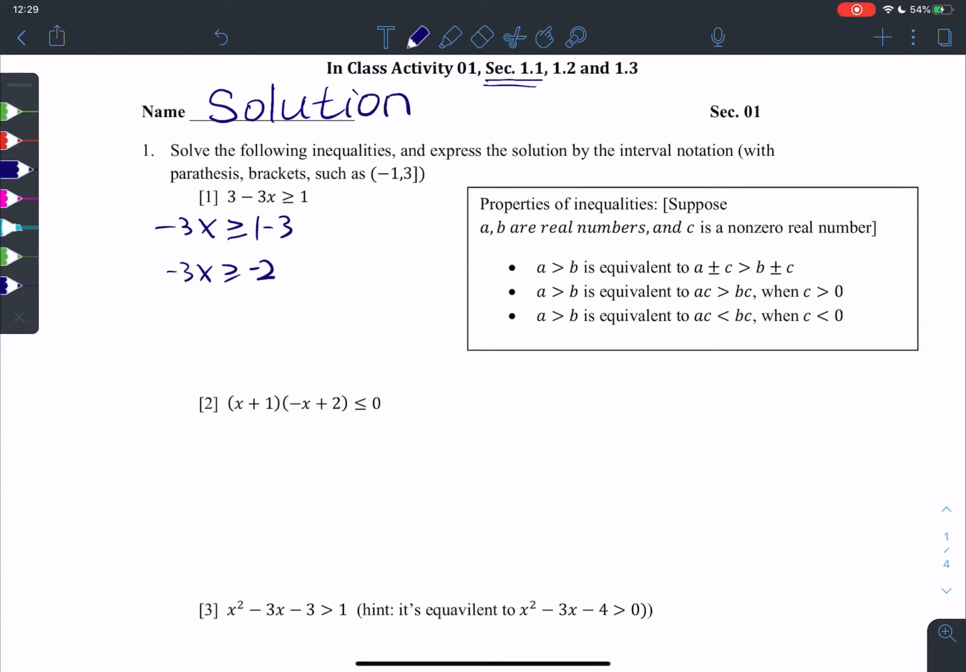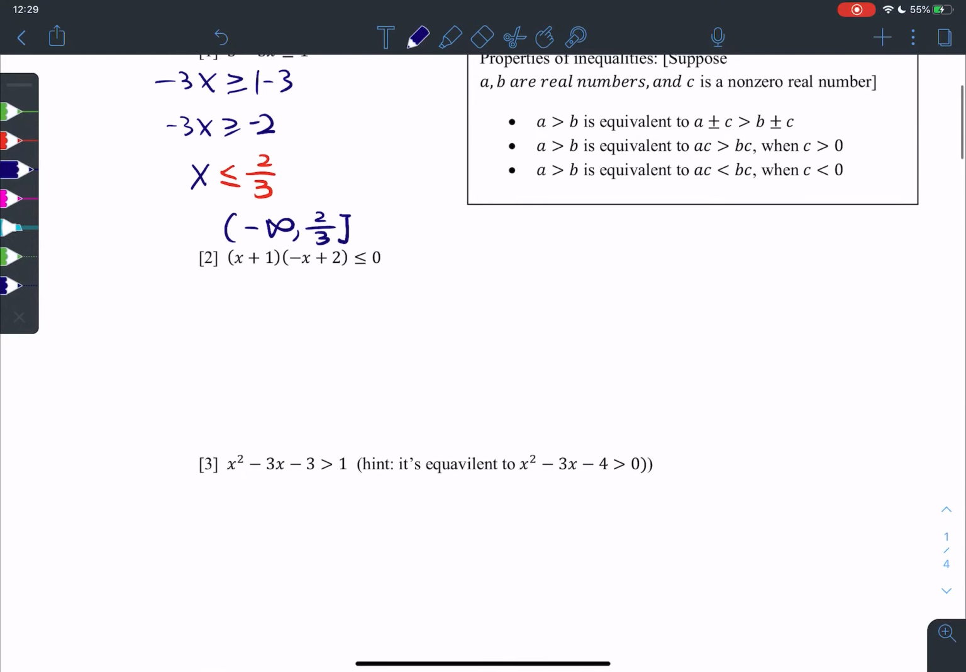Be very careful, you're going to divide by negative 3 here. Dividing by a negative number means you are supposed to flip the direction of the inequality, and therefore your final answer would be x less than or equal to 2/3. If I were to express it in interval notation, it's negative infinity to 2/3, with a closed bracket on the right side.